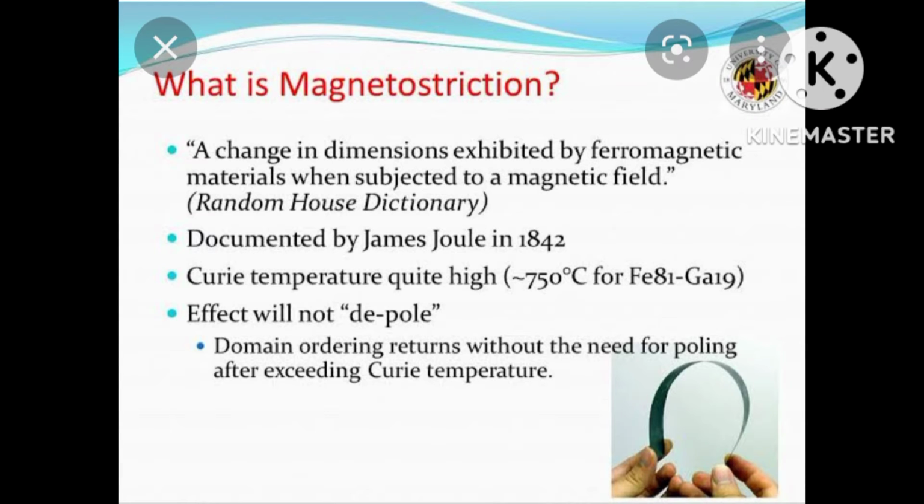First, what is magnetostriction? A change in dimensions exhibited by ferromagnetic materials when subjected to a magnetic field. It is in the Random House Dictionary. It was documented by James Joule in 1842. The Curie temperature is quite high. The effect will not depole. Domain ordering returns without the need for poling after exceeding the Curie temperature.